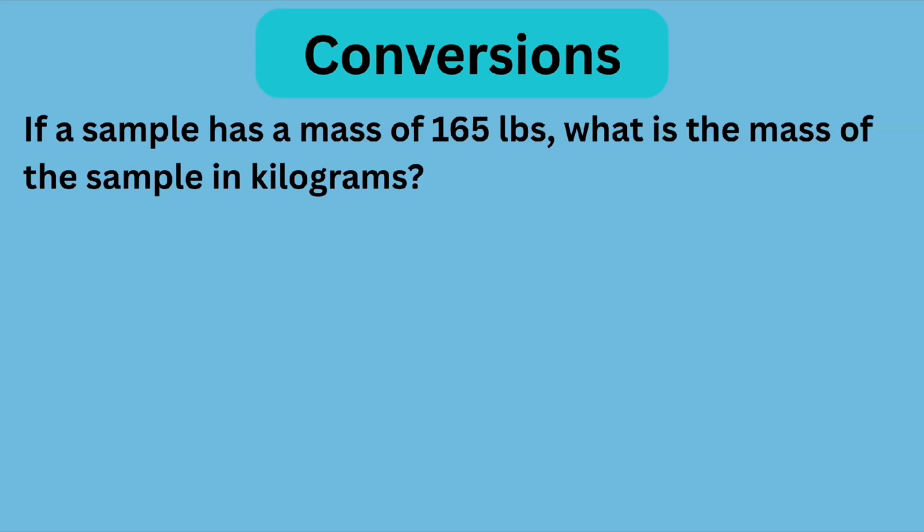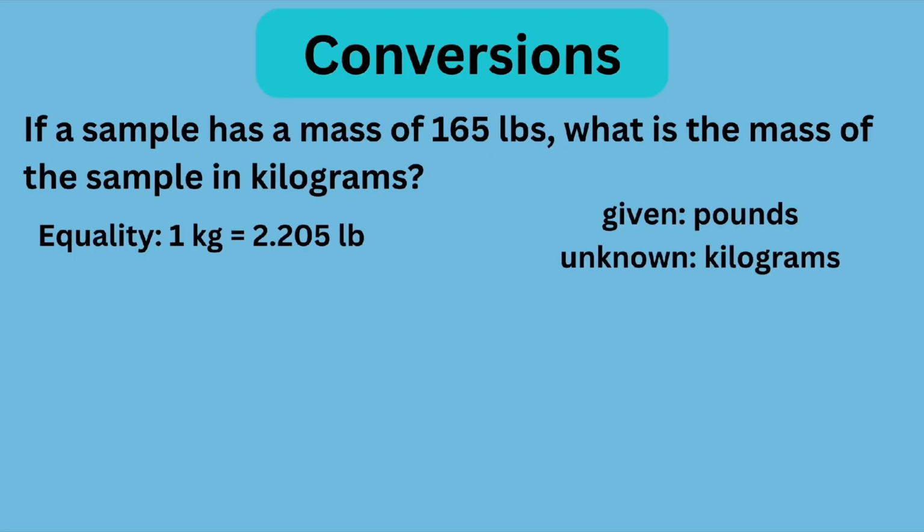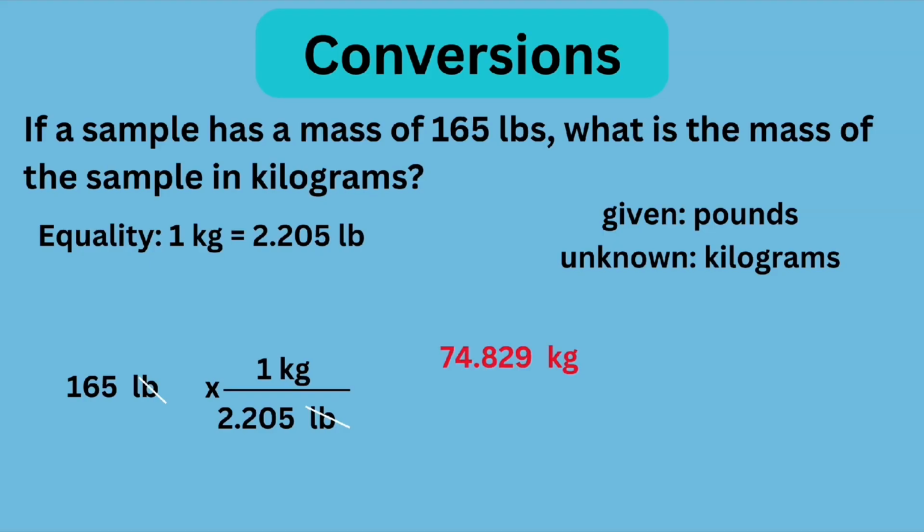Go ahead and try the next one on your own. Pause if you need to. So did you find the equality? Since you've identified your given and your unknown, you start off with the given. You set up your conversion factor so the unknown unit is in the numerator. Cancel like units, and then significant figures.